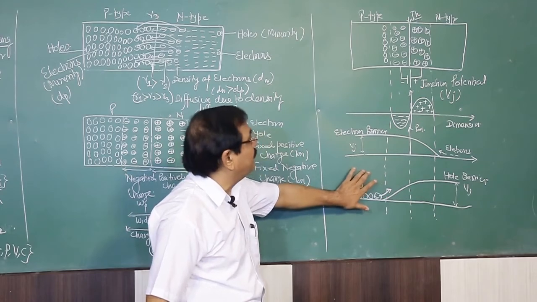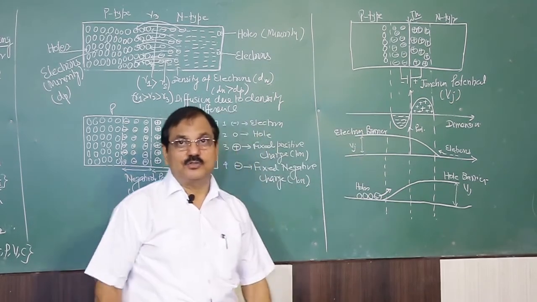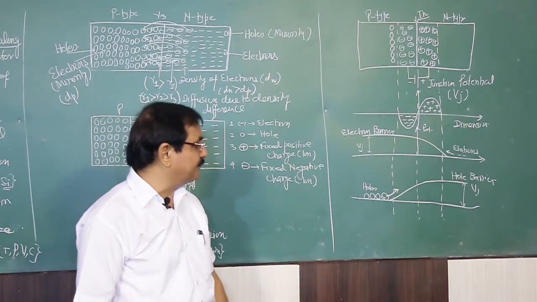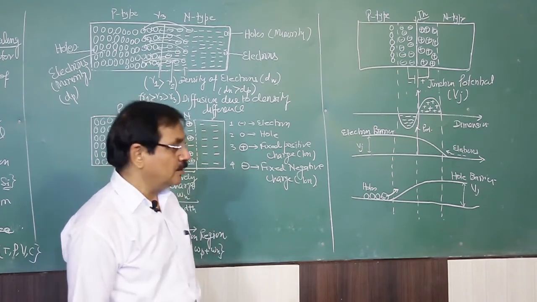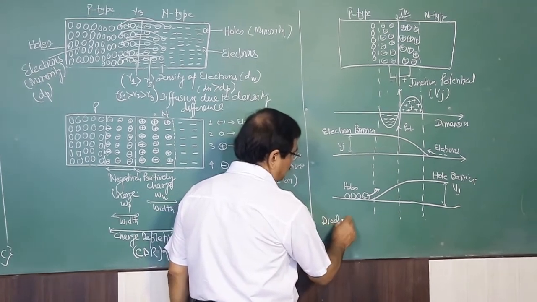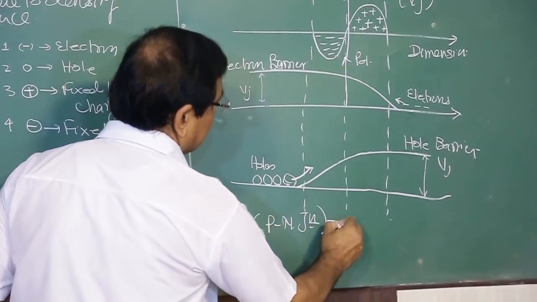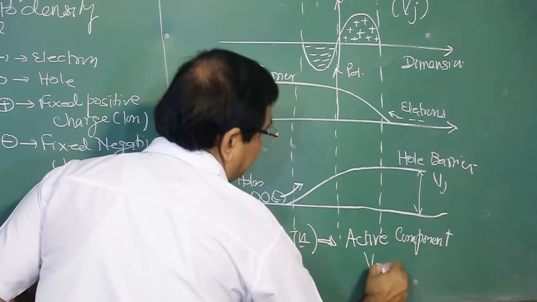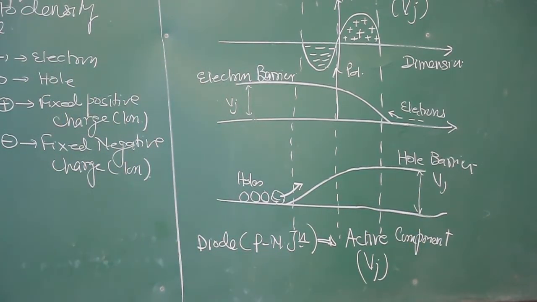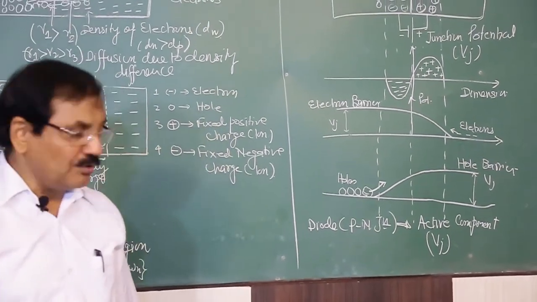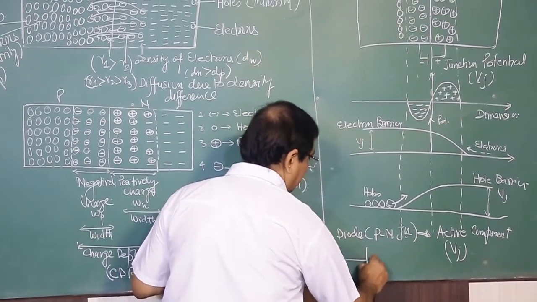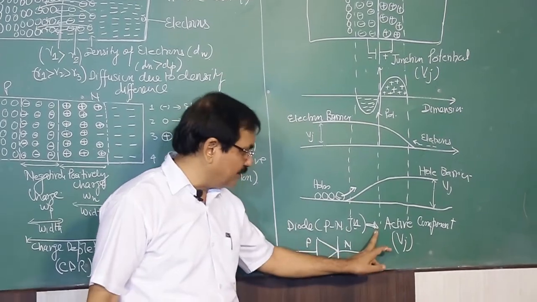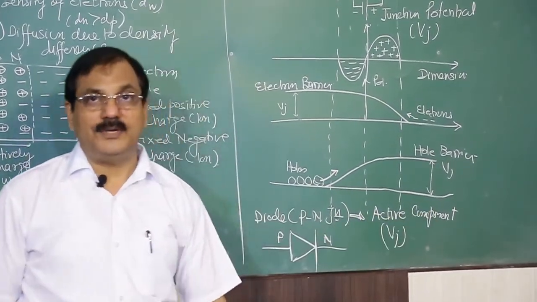So, what is ultimately going to happen is that the movement of charge carriers is going to stop. One important thing: whenever we talk about circuit components, the p-n junction diode is termed an active component, due to this junction potential Vj. Starting with the first component, the diode is symbolized like this. This is N and this is P.